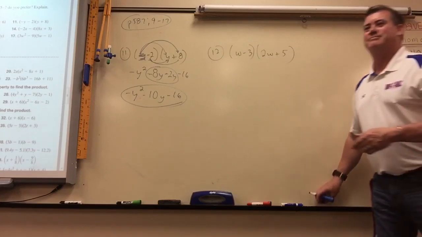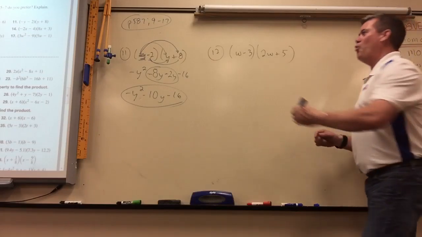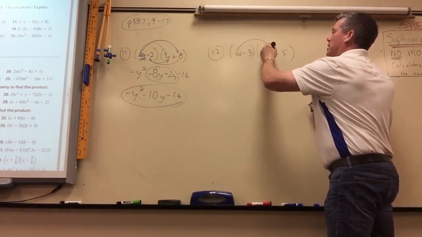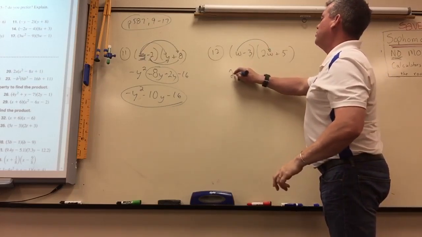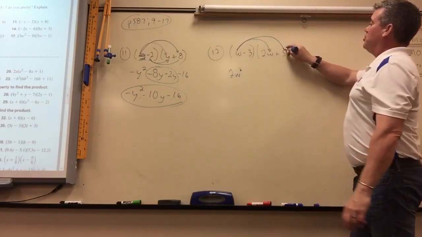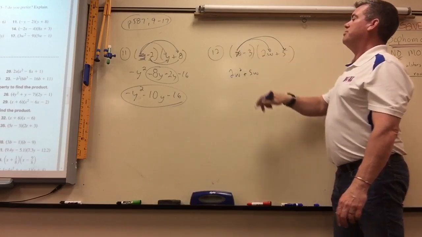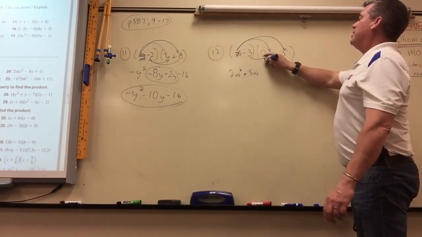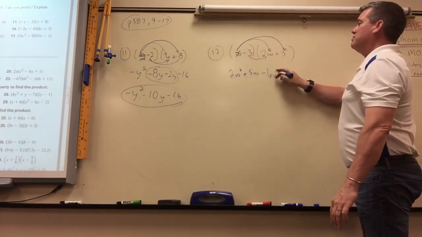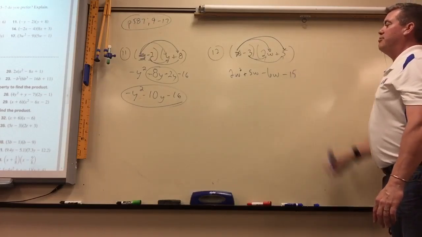Please forget that. Okay, number 12. We got to take each of these times each of those. So start with the first one. W times 2w is 2w squared. W times 5, 5w, and you're done with the first term. So then negative 3 times positive 2, negative 6w, and then negative 3 times positive 5, negative 15.